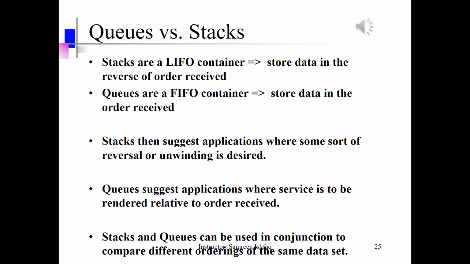Stacks are a LIFO container. That means that it stores data in the reverse order received, while queues are FIFO, store data in the order they received. Stack then suggests application where some sort of reversal or unwinding is desired, while queue suggests application where service is to be rendered relative to the order received. Stack and queue can be used in conjunction to compare different ordering of the same data.